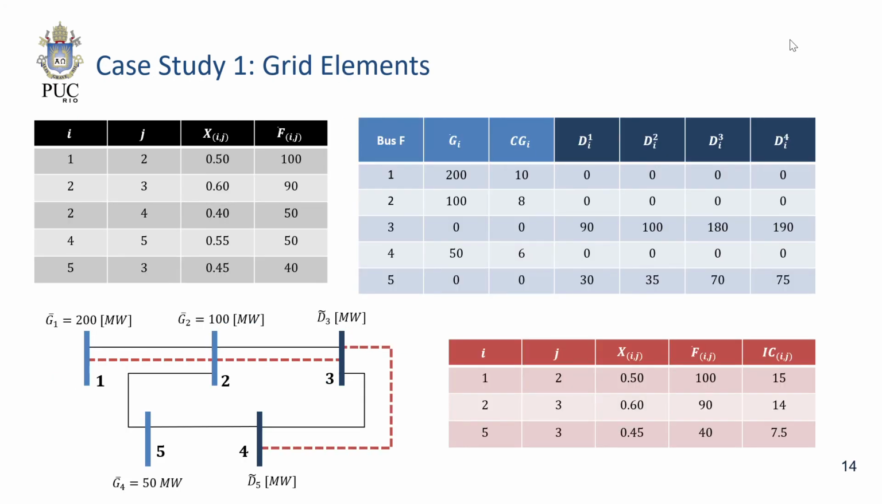So when we look at the grid, here is the information about the circuits, the buses, the generation, and the demands. And also in red here on the bottom right, we have the information about the circuits.